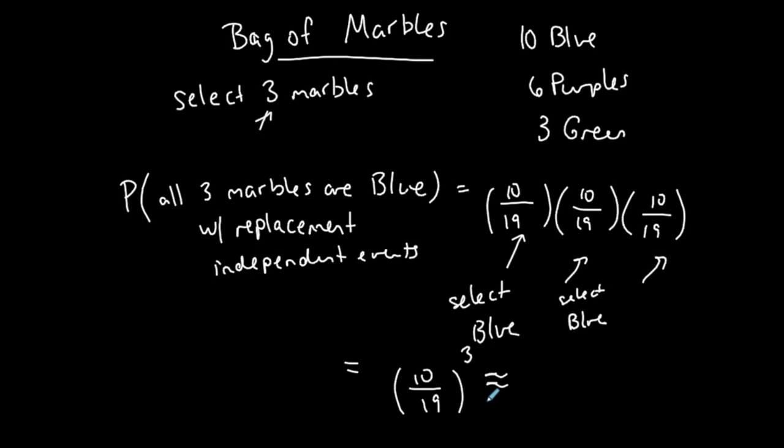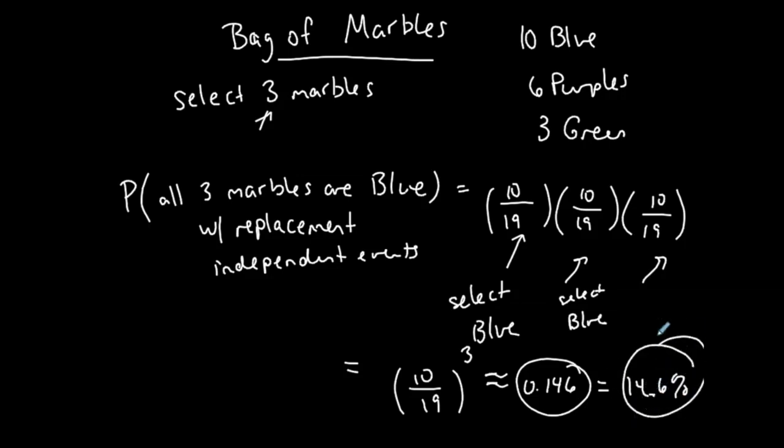So in your calculator, you're going to do 10 out of 19 and raise it to the third power, and you're going to get approximately 0.146. So this is the probability in decimal form that I go to a bag of marbles that has 10 blue marbles, 6 purple, 3 green, total of 19, and I pick a marble that's blue, put it back, pick a marble that's blue, put it back, and then pick another marble that's blue, and then put it back. The probability of that happening is 0.146 or 14.6% chance.